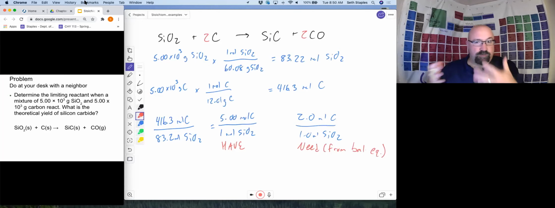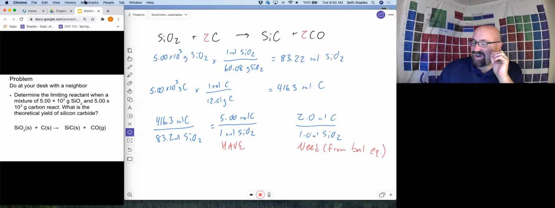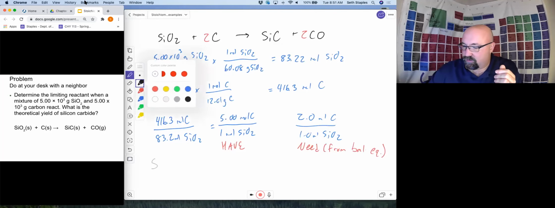So then we can compare those two molar ratios. I have 5 moles of carbon to every mole of silicon dioxide. I only need 2 moles of carbon to every mole of silicon dioxide. So I can see that I have a lot more carbon than what is actually needed. That tells me that carbon is in excess. I have more than enough carbon compared to what I actually need. Therefore, the silicon dioxide is clearly what limits this reaction.